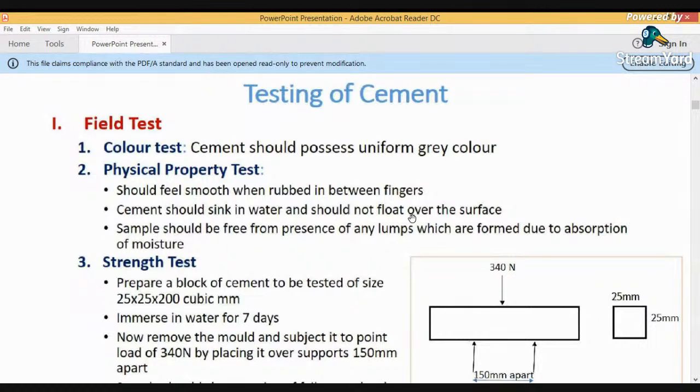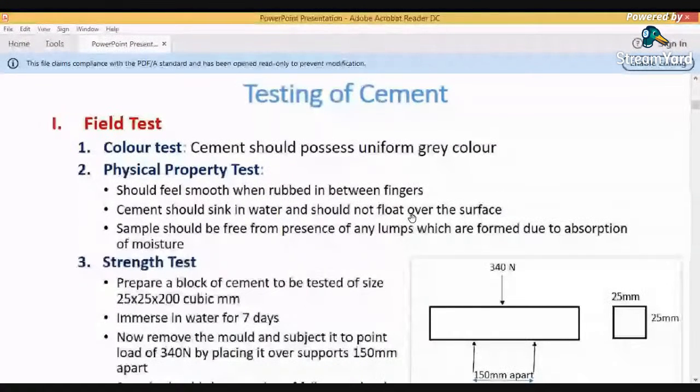Second point, if you take a pinch of cement in your finger and put it in a bucket of water, the cement should sink into the water, because the specific gravity of cement is around 3.15. So it should not float above the surface of the water. It should finally sink. Then that is called a good cement.